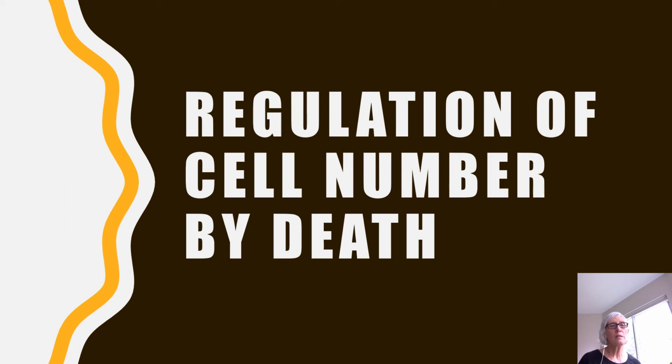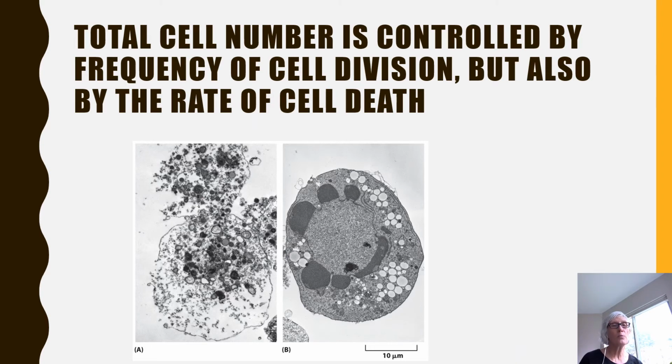In addition to cell reproduction, we also have to consider the rate at which cells die when we are regulating the number of cells in a multicellular organism like a human. There are two different ways that cells can die. The first of those is by a process called necrosis. You can see in the necrotic cell on the left-hand side that this is a very messy process. A cell essentially bursts, spewing its contents into the extracellular space.